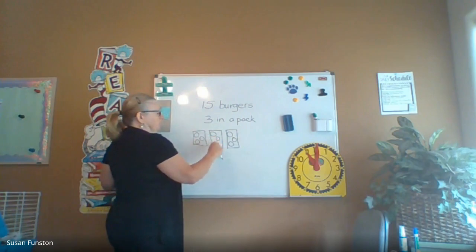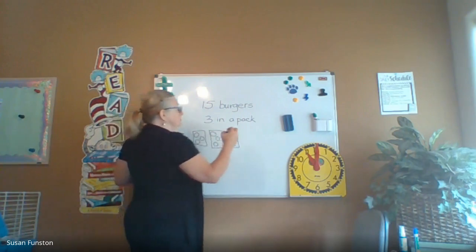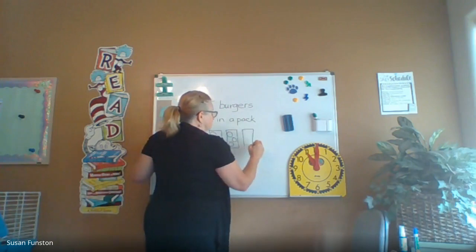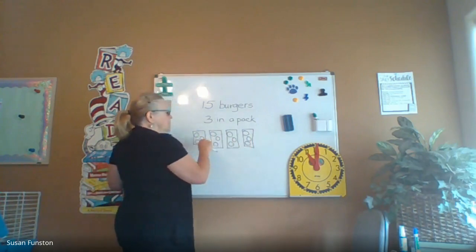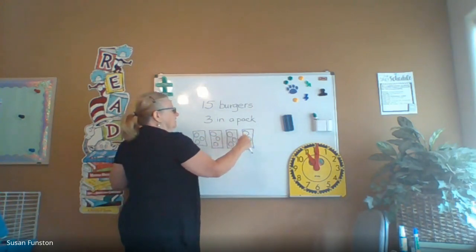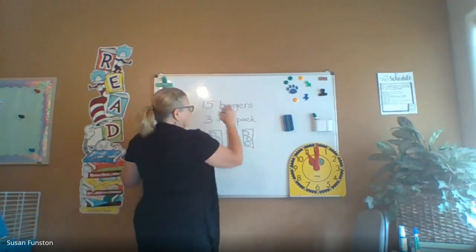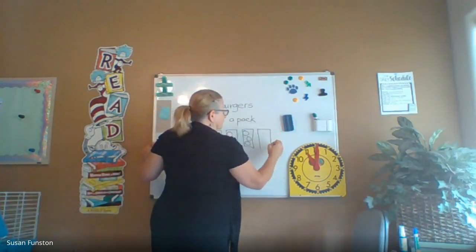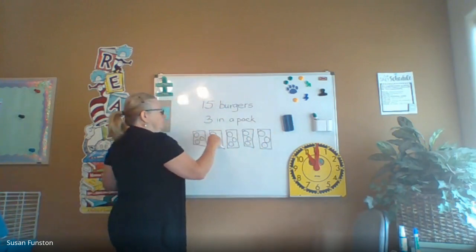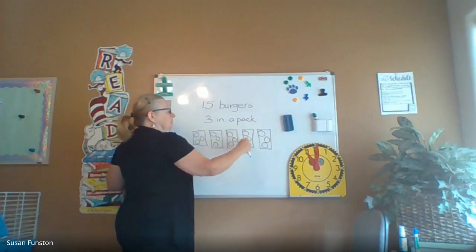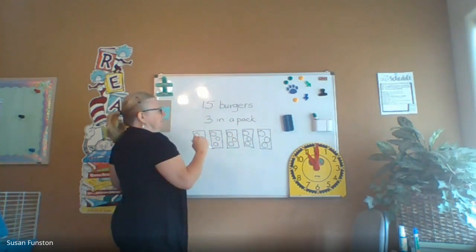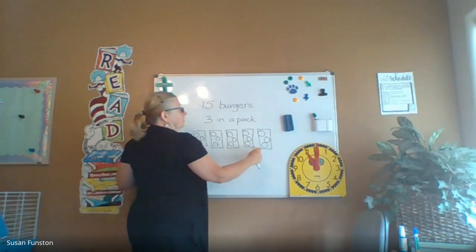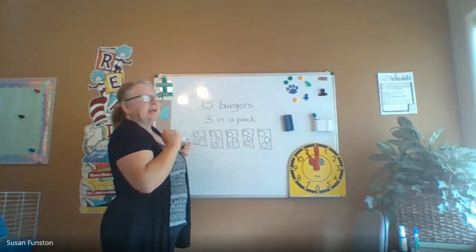1, 2, 3, 4, 5, 6, 7, 8, 9. I'm getting closer. 1, 2, 3, 4, 5, 6, 7, 8, 9, 10, 11, 12. Almost. I need 15. 1, 2, 3, 4, 5, 6, 7, 8, 9, 10, 11, 12, 13, 14, 15. Is 15 what I'm looking for? It is. So I need 1, 2, 3, 4, 5 packages of burgers.